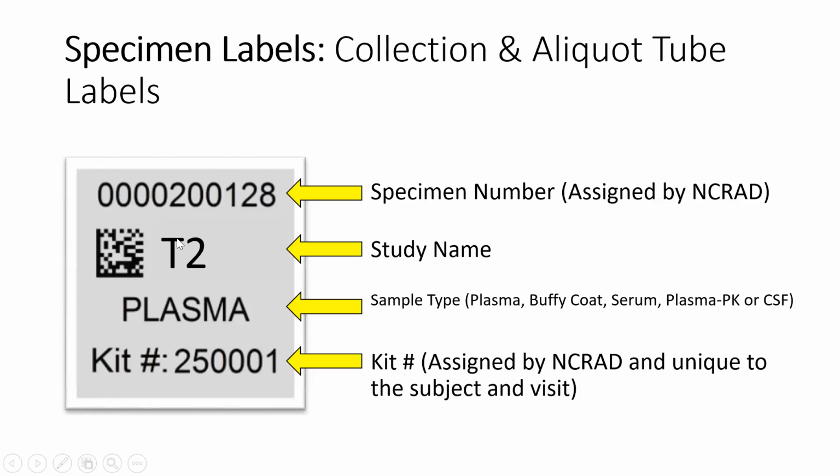The next item on there is the study name. Then you have the sample type. So the different options for this study are they'll either say plasma, buffy coat, serum, plasma PK, or CSF. And finally, it has that kit number on the bottom. And when it's plasma, buffy coat, serum, or plasma PK, that kit number will be the same across all labels for the same subject at the same visit. And the CSF label, though, will be different with that kit number.